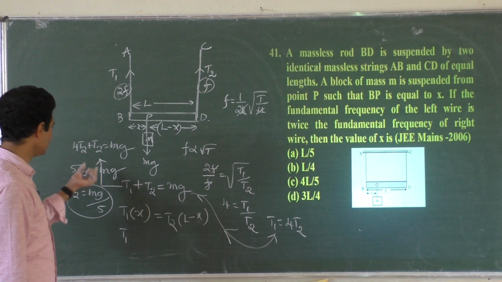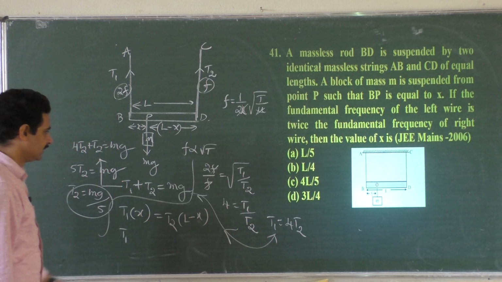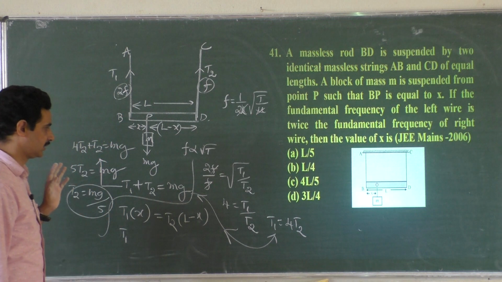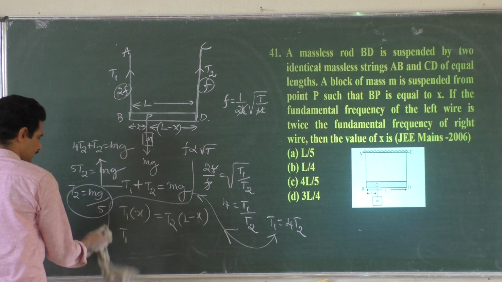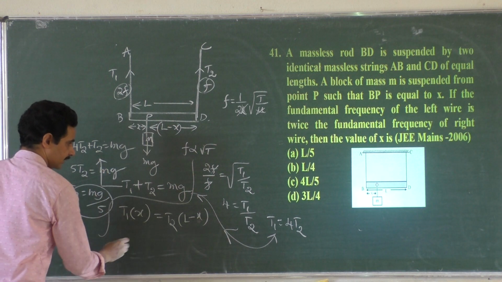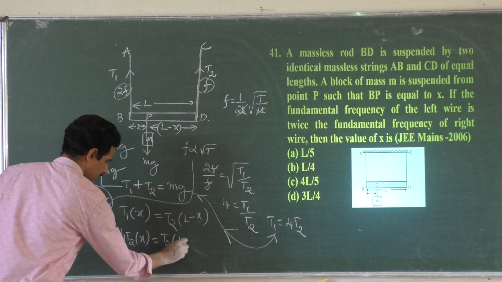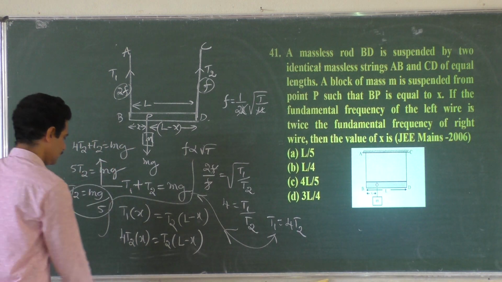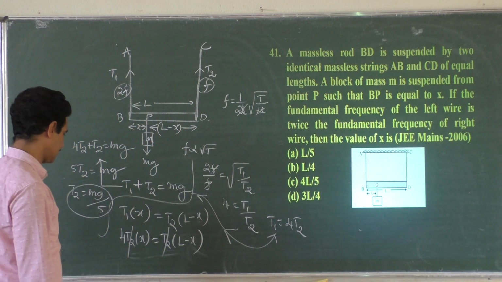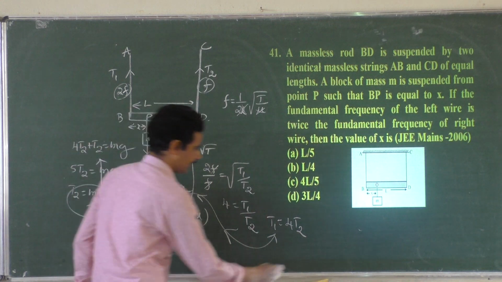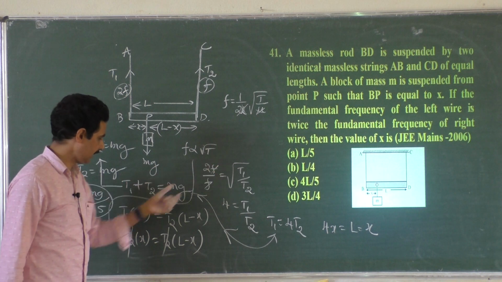Or here itself I can write T1 is equal to 4T2. Whether what I have written now is needed, I think it is not needed. This part is not needed. This is enough. T1 as 4T2 into x is equal to T2 into L minus x. T2 gets cancelled because our answer should be in x and L. So 4x is equal to L minus x. Am I right? This formula and this formula are enough.